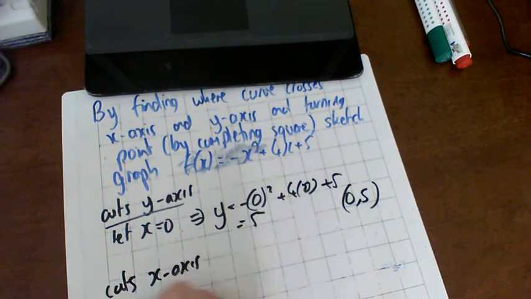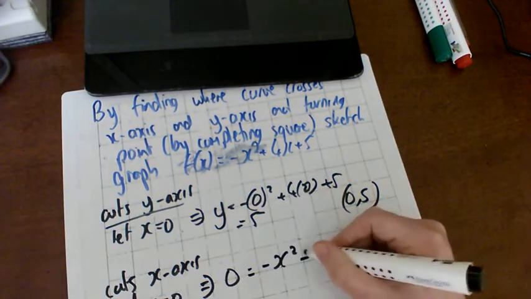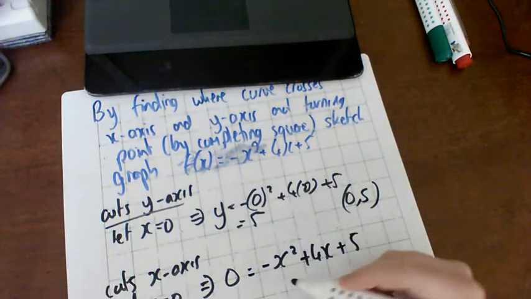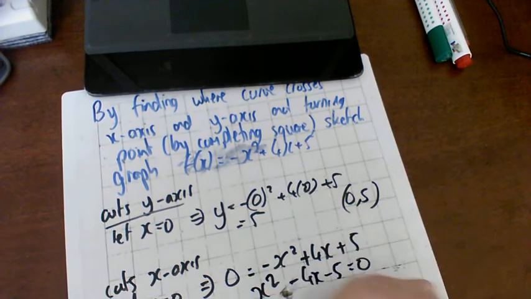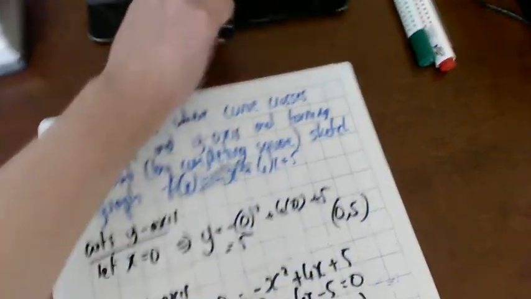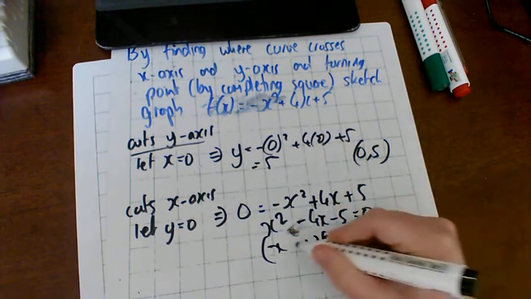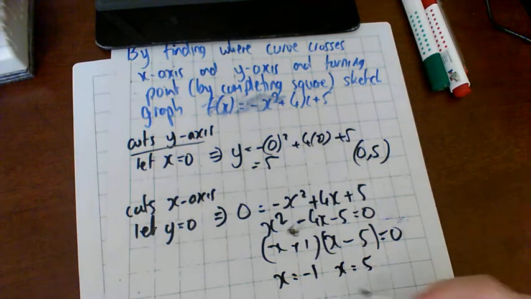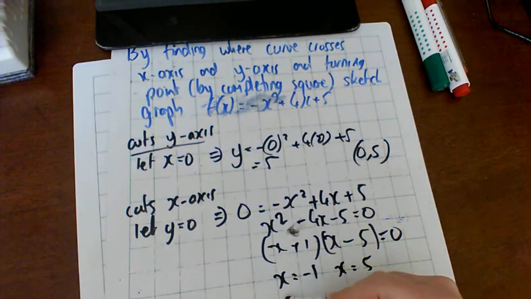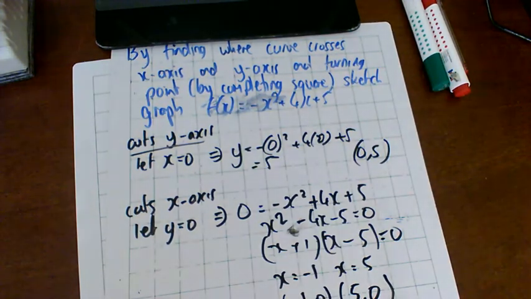Where it cuts the x-axis, at y equals 0, that goes to 0 is equal to minus x squared plus 4x plus 5. We don't want to factorize when we've got a minus, so we bring everything to the other side. It becomes x squared minus 4x minus 5 equals 0. Factorize that. Sorry, I'll just scroll down a bit. Minus 5 and plus 1, x is equal to minus 1, x is equal to plus 5. So it cuts the x-axis at 2 points. And those 2 points are minus 1, 0, and 5, 0. Okay, they don't really explain that well. Well, they do actually, but they do it further down.